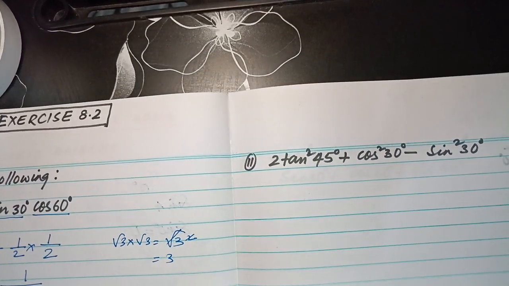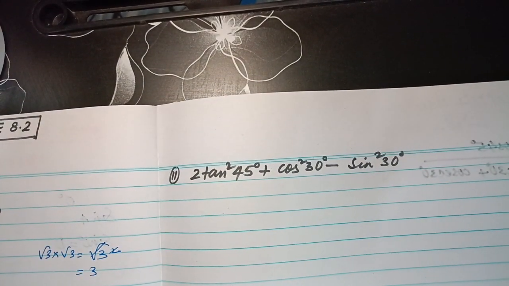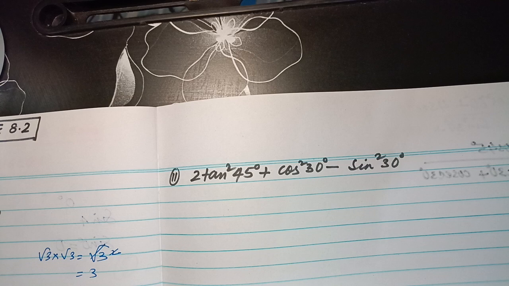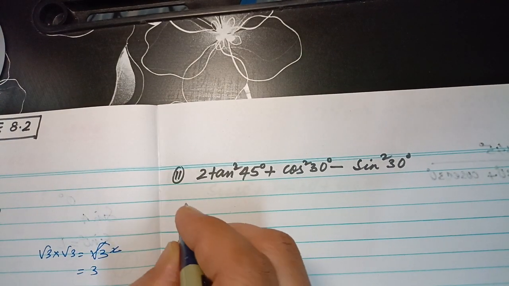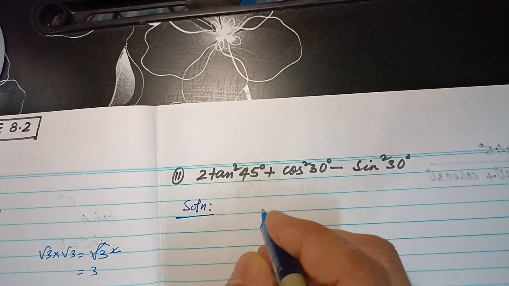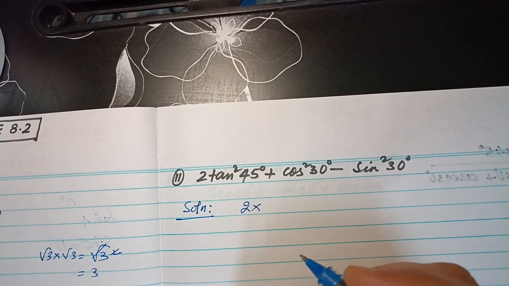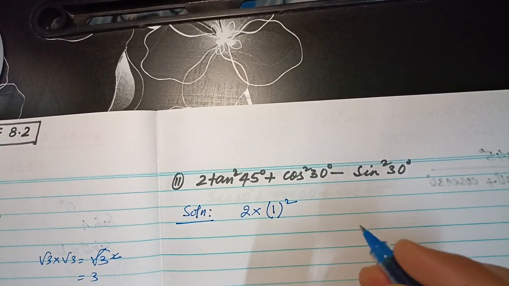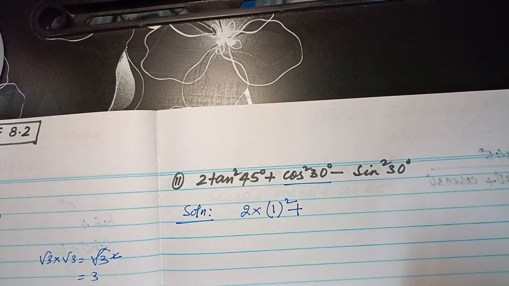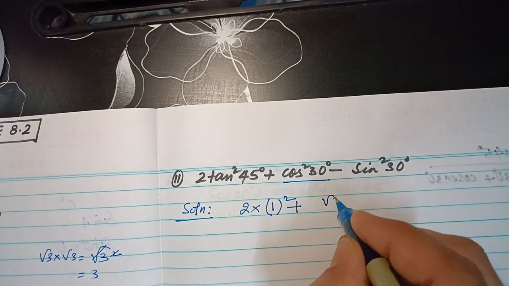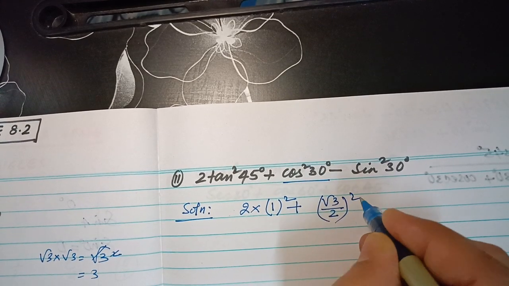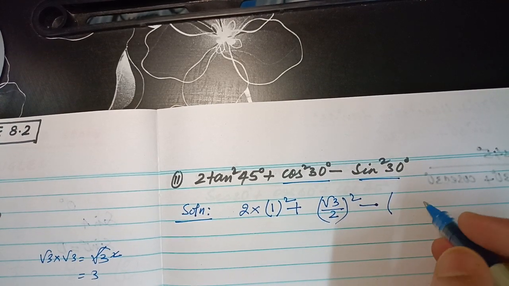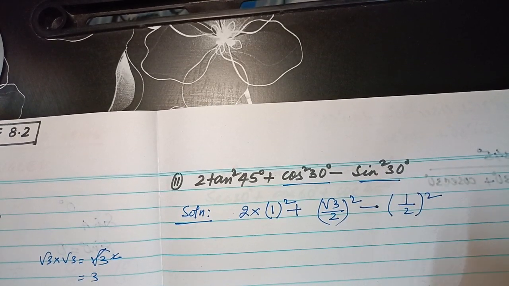Second question is 2 tan square 45 plus cos square 30 degree minus sin square 30. Just put in the values from the table, you will get the answer. 2 into the value of tan 45 is 1, you just have to square it, plus in case of cos 30 the value is root 3 by 2, square it, and then write this minus sign here, and the value of sine 30 is 1 by 2, and square it.